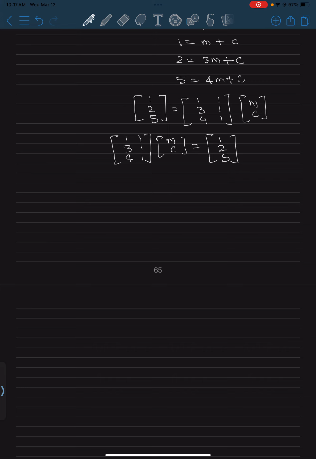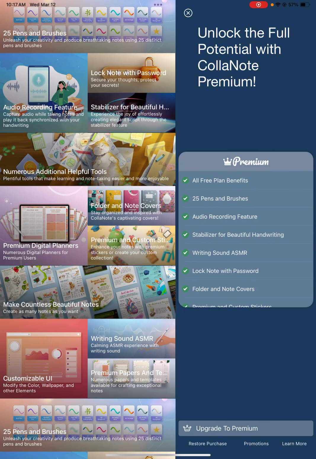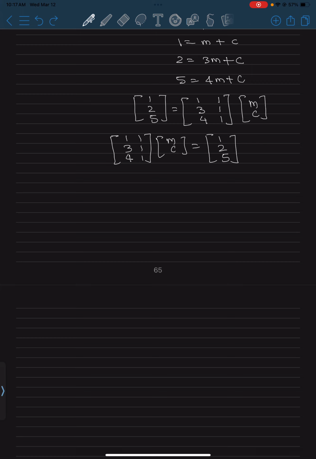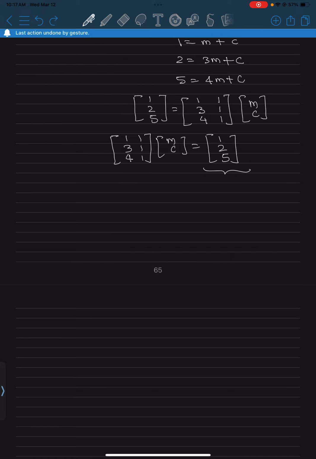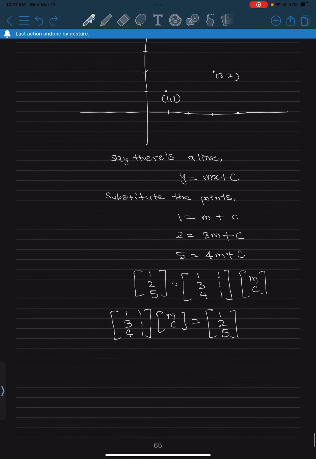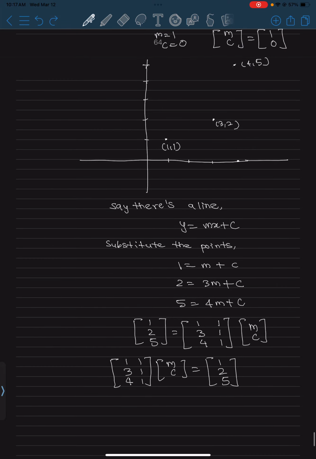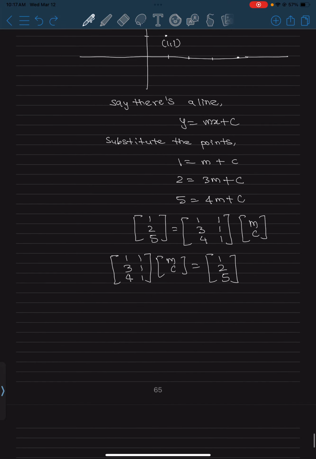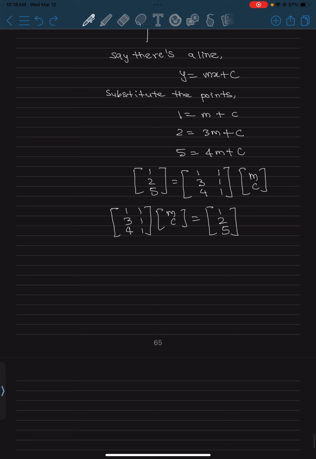What we would always want to do is take the inverse of this matrix and move it to the other side. But since it's not a square matrix, we cannot take the inverse. Even if it's not a square matrix, we would be able to solve it if this column matrix was in the column space of this matrix. But that's not the case, because if it was, the third point would have been on the same line, but it's not. So it's not in the column space.